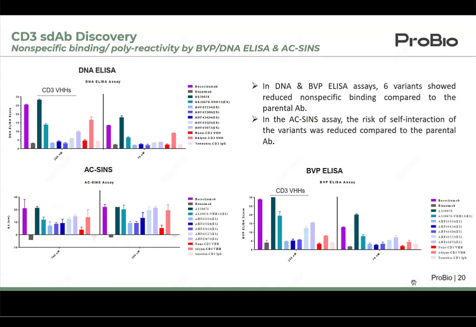In addition to the stabilities, we also assessed the non-specific binding by DNA and BVP ELISA, and also the self-interaction by AC-SINS. I will not go through the data, but the conclusion is that in these assays, these CD3 variants after the affinity maturation show reduced non-specific binding and reduced self-interaction.